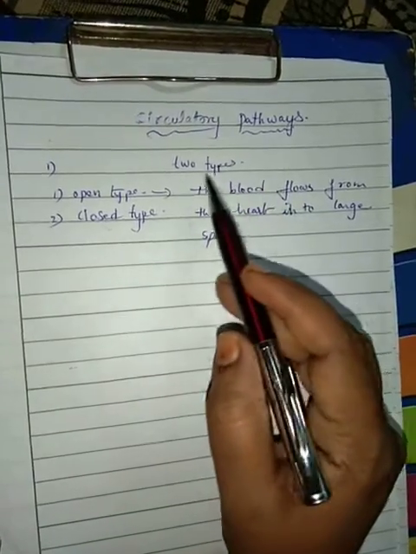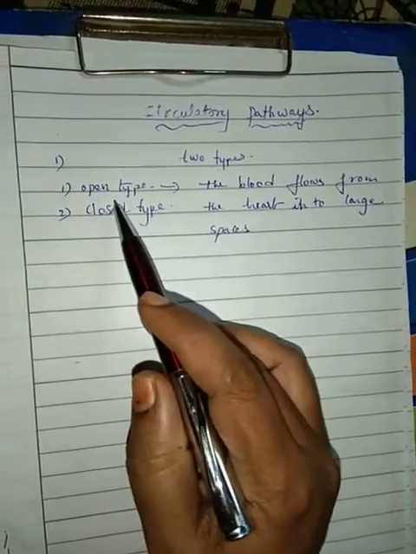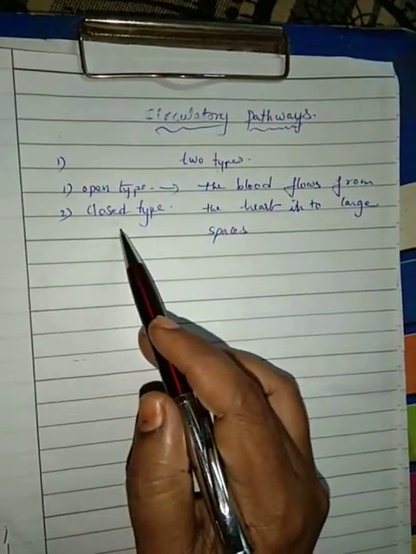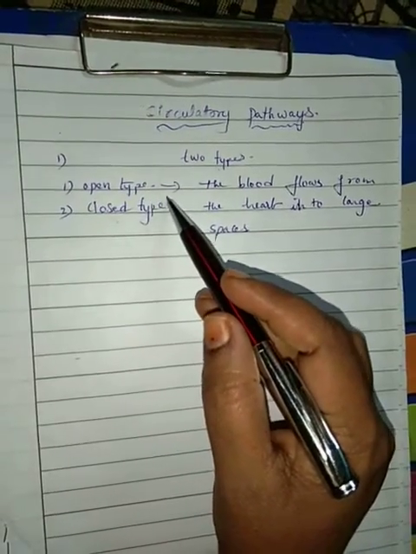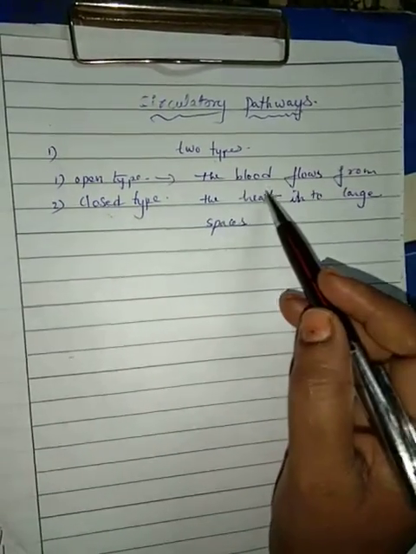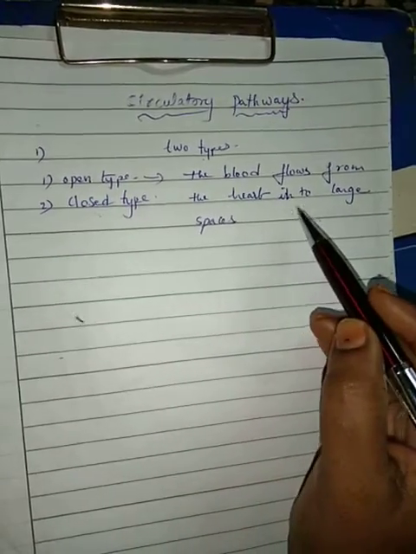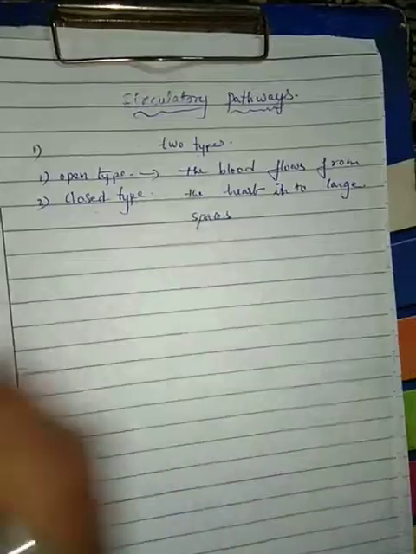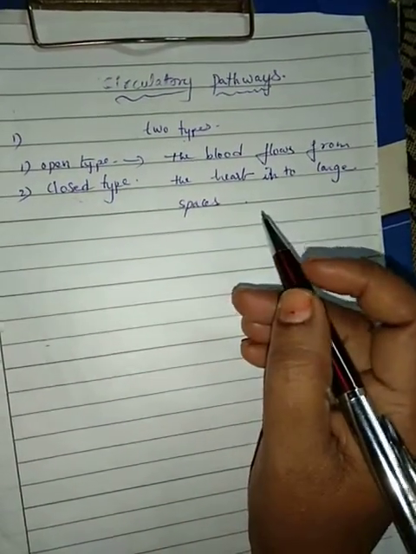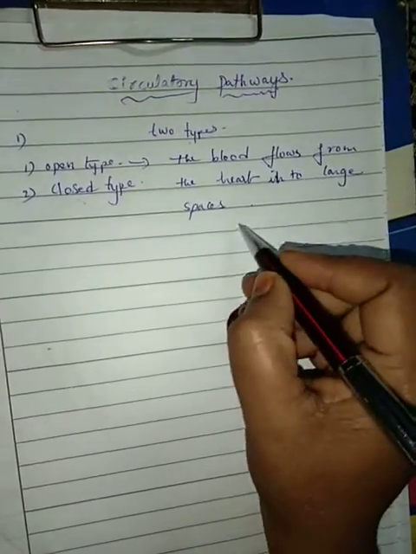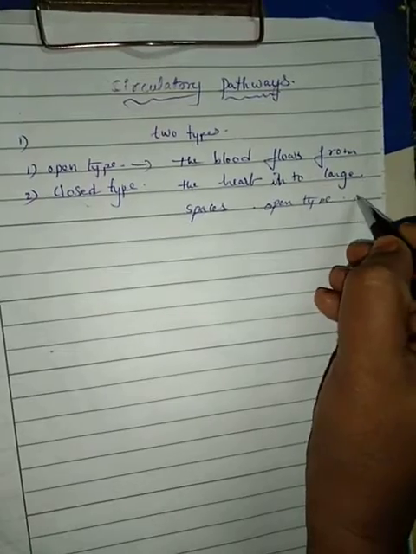The circulatory pathways are mainly two types. The first one is the open type and the second one is the closed type. What is meant by open type of circulation? The blood flows from the heart into the large spaces, which is called open type of circulation.